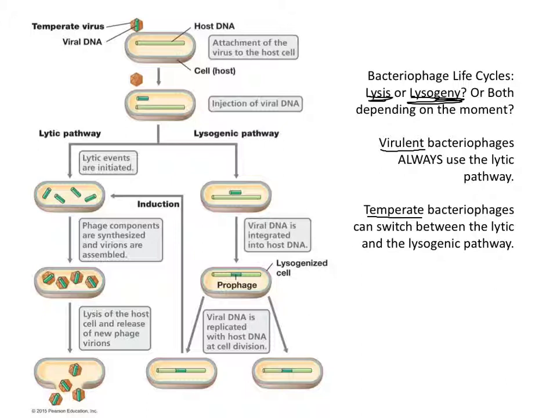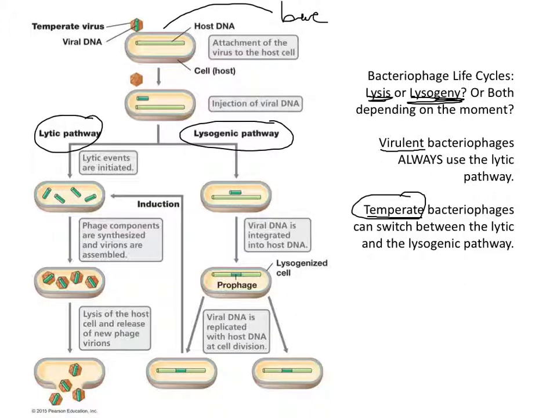You need to remember that virulent bacteriophage always use the lytic pathway, which is shown over here on the left in this figure. That's all they can do. In contrast, temperate bacteriophage are bacteriophage that can switch between the lytic and the lysogenic pathway. Now let's consider these two pathways. Let's start at the top and just look. Here is the host cell, so this is some bacterial cell. Bacteria are the host cell. Here's a virus. This is a bacteriophage.